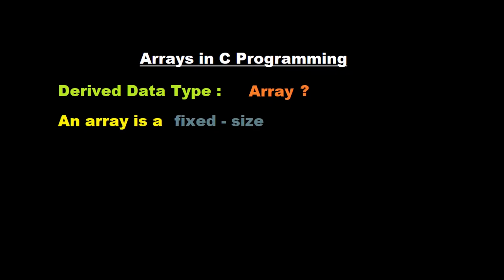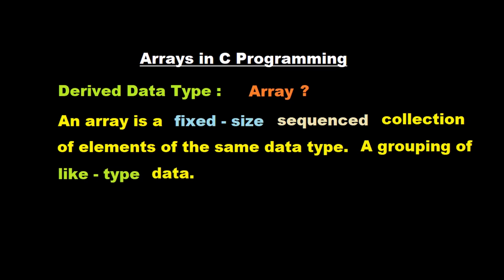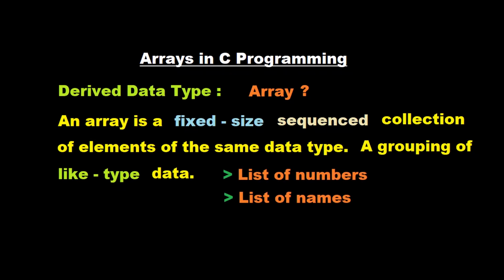An array is a fixed size, sequenced collection of elements of the same data type. It is simply a grouping of like type data. In simplest form, an array can be used to represent a list of numbers or a list of names. Some examples where the concept of an array can be used are as follows.